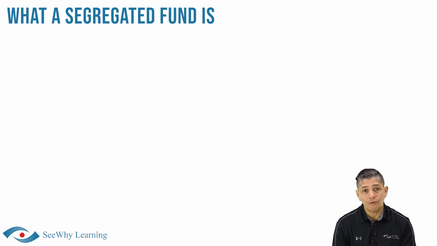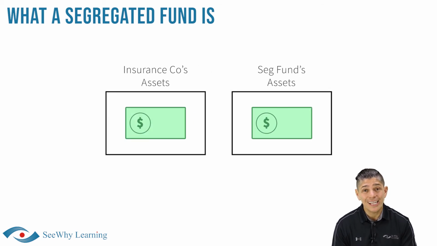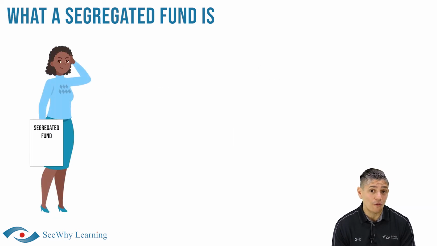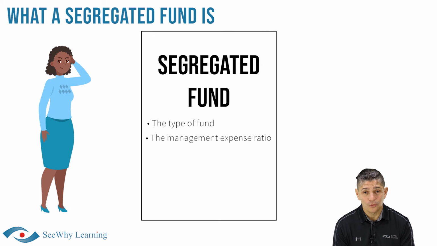The name segregated funds stems from the fact that the fund's assets are held in the insurer's name, but those assets are kept separate from the insurer's other assets. In other words, they're segregated. The segregated assets provide security for the fund unit holders. The contract will outline many things, such as the type of fund, the management expense ratio, disclosure of risks, commitments made by the insurer, etc.